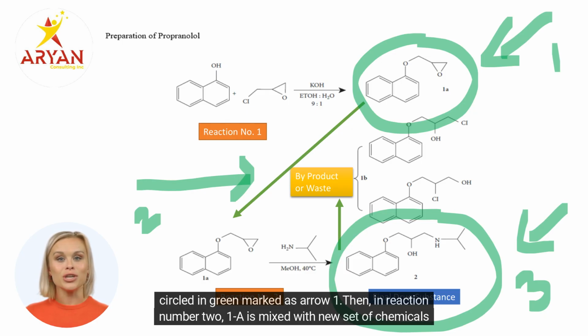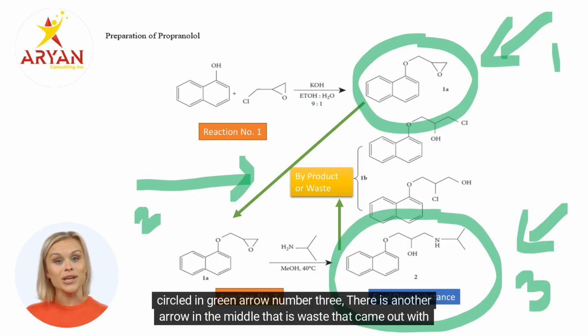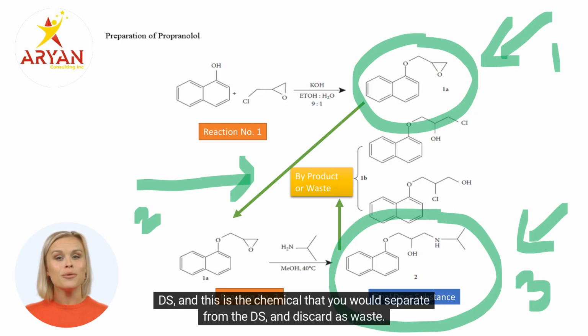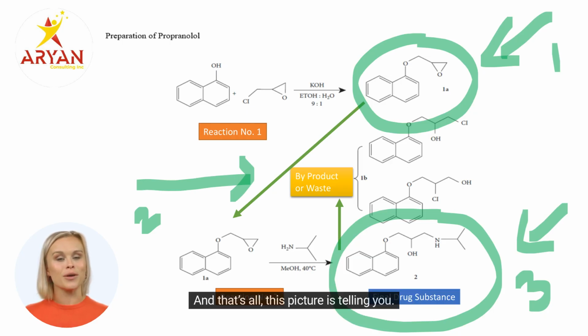Then, in reaction number 2, 1 is mixed with a new set of chemicals. After this reaction time, the newly formed chemical, which is 2, is our final DS. Circled in green, arrow number 3, there is another arrow in the middle that is waste that came out with DS, and this is the chemical that you would separate from the DS and discard as waste. And that's all this picture is telling you.